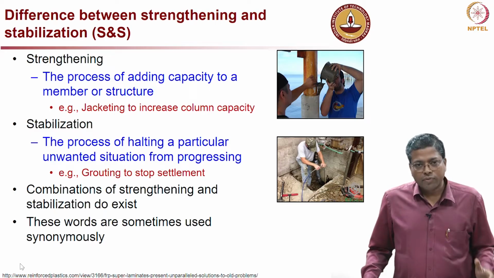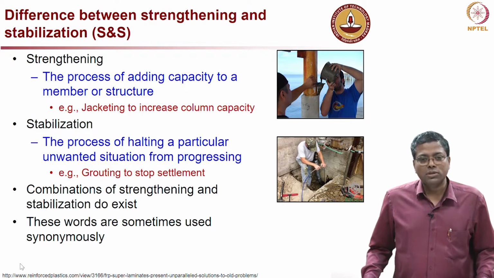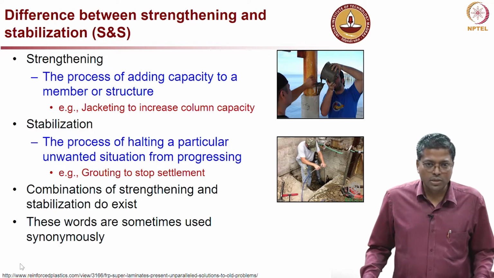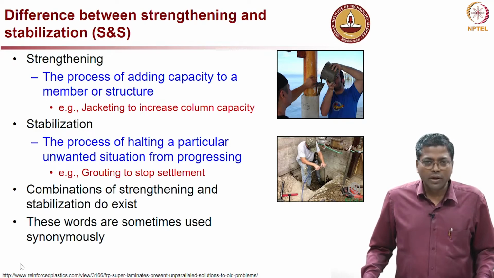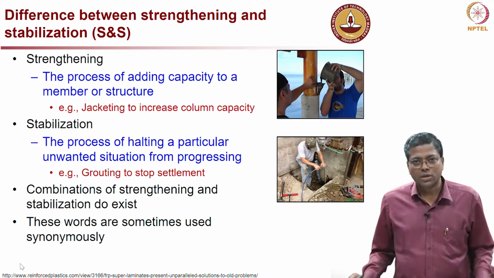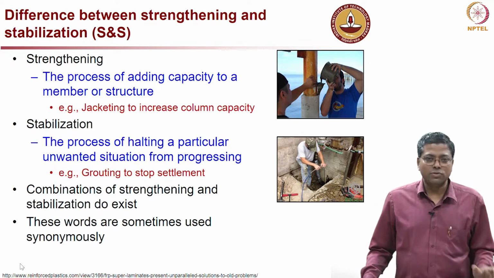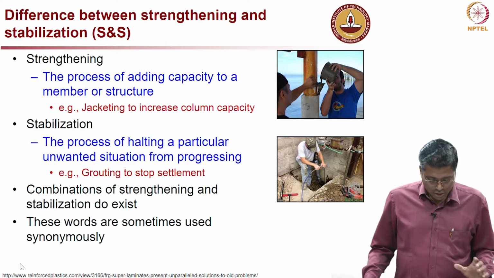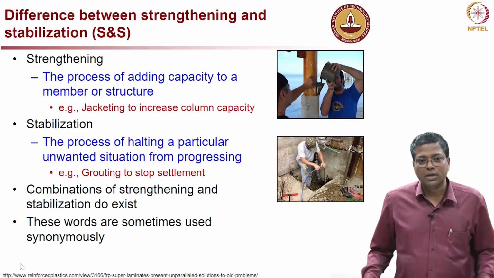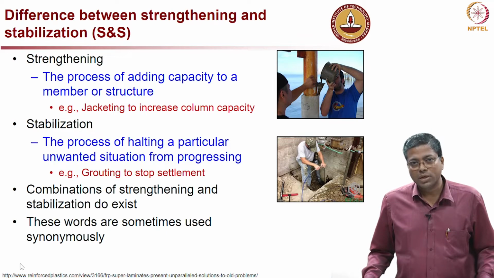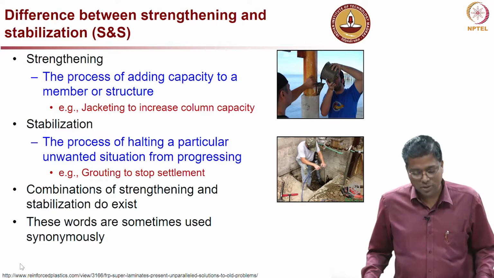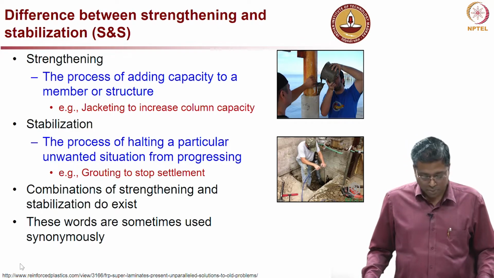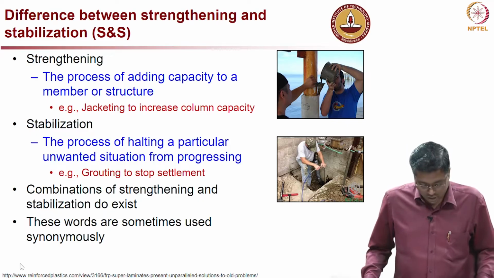And what is stabilization? It is the process of halting or preventing a particular unwanted situation from progressing. For example, if you have a crack and you want to prevent that crack from growing, the process by which we prevent it from growing is stabilization. A good example of stabilization is grouting to stop settlement, so that the cracks forming due to settlement can be stopped from further growth.